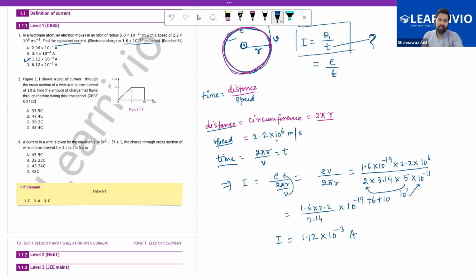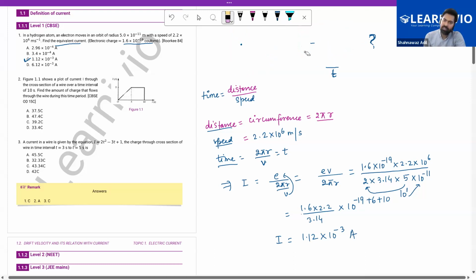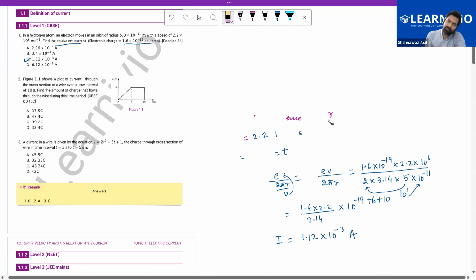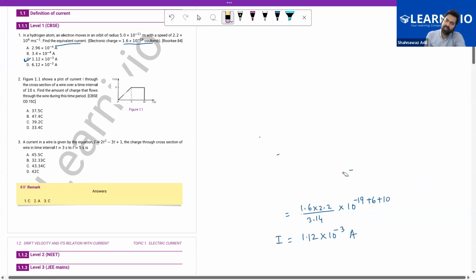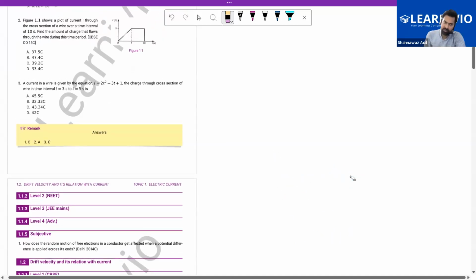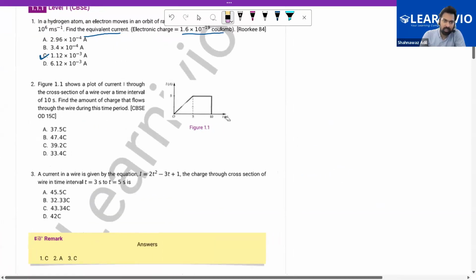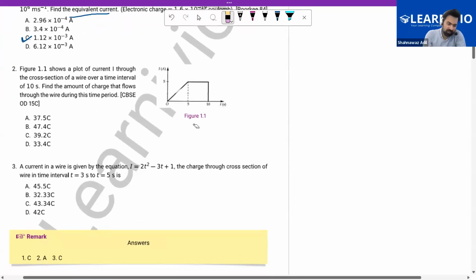Okay, so now the second question is based on a graph, right? And we have already learned that there can be two kinds of graph. One would be the current time graph, right? And the other one would be the charge time graph. So this graph is a current time graph. And what have we learned about this current time graph? Can you tell me? What have we learned about this current time graph?